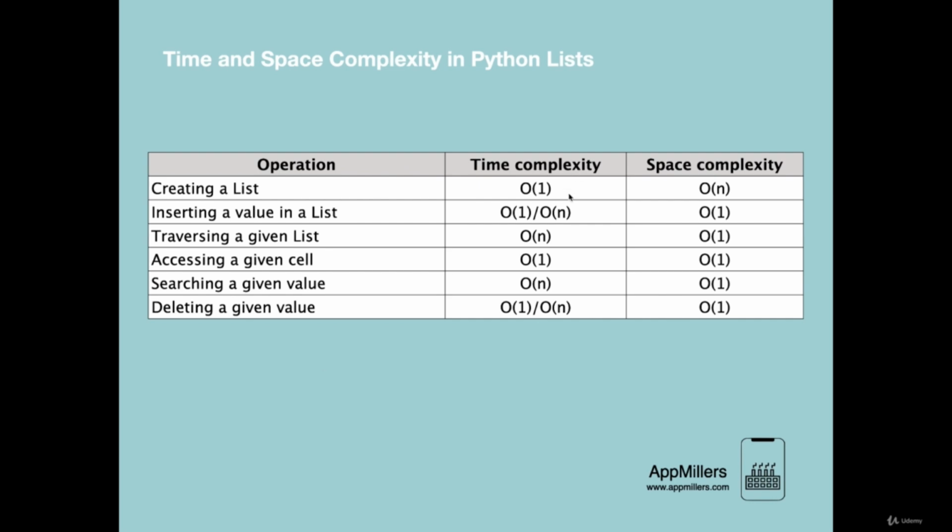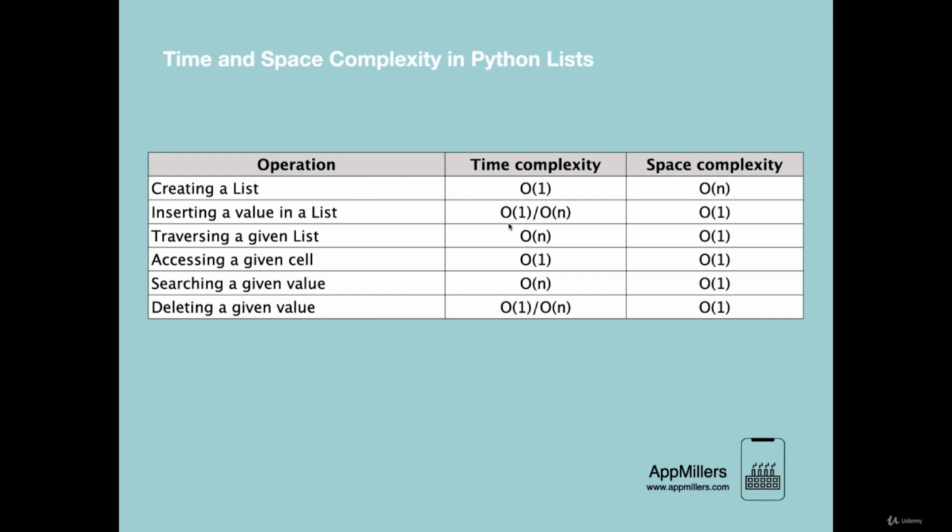Creating a list takes O(1) time complexity because we are just creating a value and assigning everything all together. But the space complexity for this is O(n) because it depends on the number of elements that we are creating for a list. Then the next operation is inserting a value in a list.